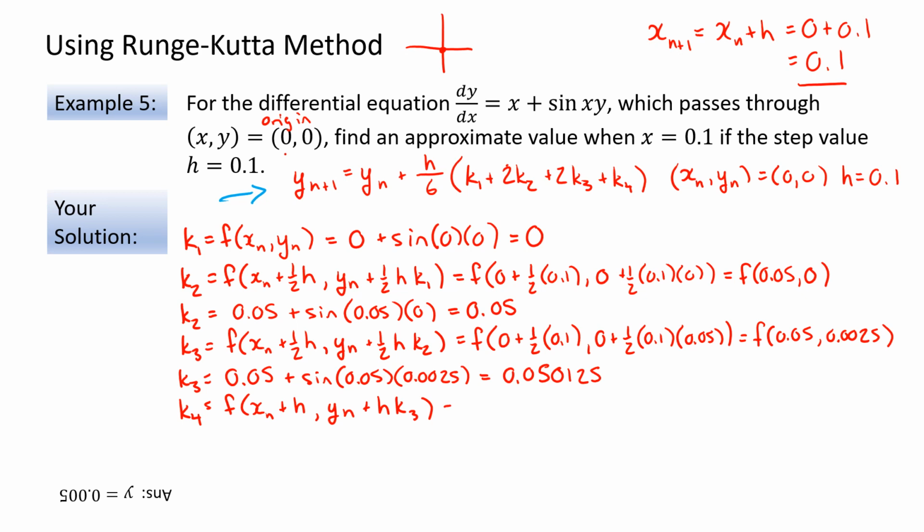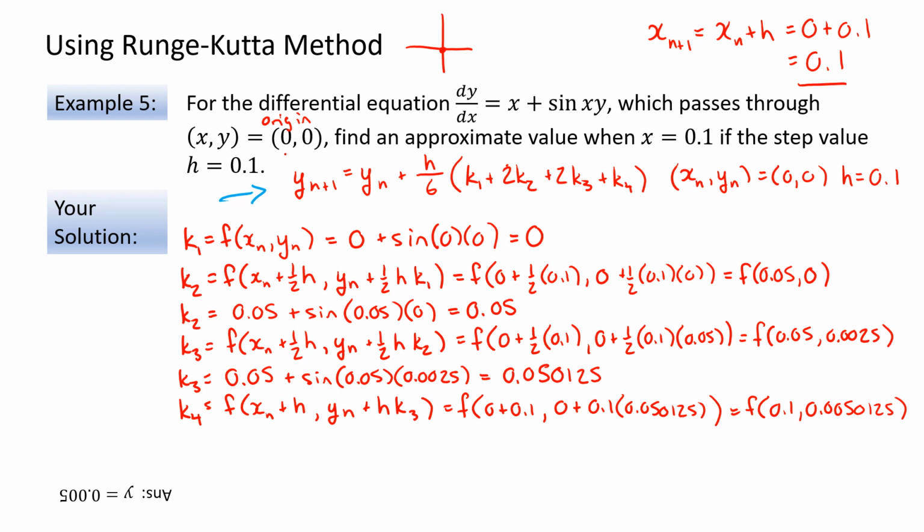our whole step value instead of half, times our previous k value, which is k3. In this case, we have f at 0 plus 0.1, our whole step value, and our y is 0 plus our 0.1 times our previous value of k, 0.050125. Okay? So if you calculate that out, you get our function at 0.1 and 0.00500125.